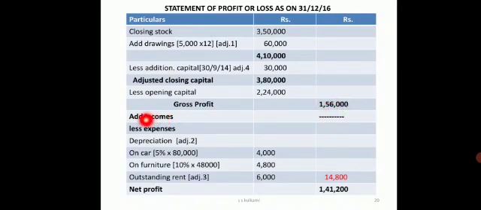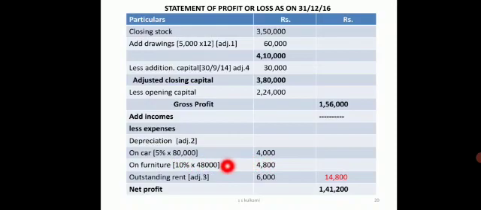Now to this gross profit, I should add incomes, if any. But we do not have any incomes, so it is just given as dash. Now we'll take the expenses. Adjustment 2 gives us the depreciation adjustment: depreciation 5% on motor car and 10% on the furniture. All depreciations will be charged on the closing balances because it is given at the end of the year. So 5% of 80,000 is 4,000, 10% of 48,000 is 4,800.